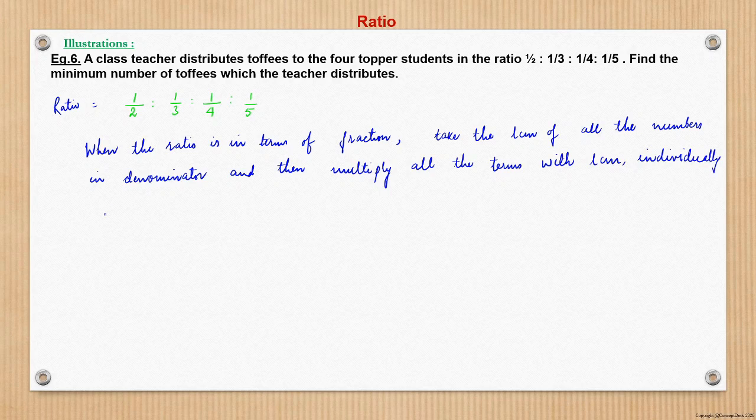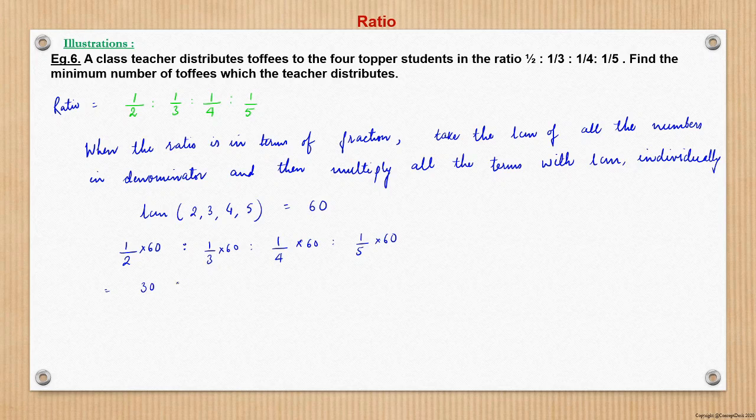So what does this mean? This means that the first step says take the LCM. So 1 by 2, 3, 4, 5 and LCM of all the numbers in the denominator. So here we will take the LCM of 2, 3, 4 and 5. What is the LCM? We have seen this. This is nothing but 60. 60 is the LCM, right? And then the next step would be 1 by 2 into 60 is to 1 by 3 into 60 is to 1 by 4 into 60 is to 1 by 5 into 60.